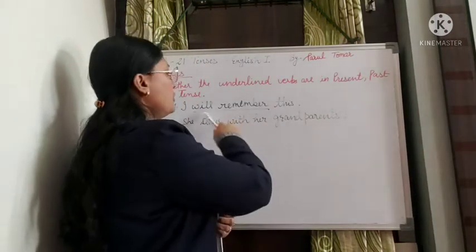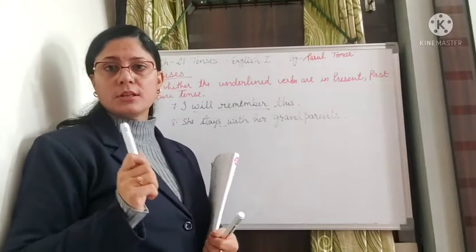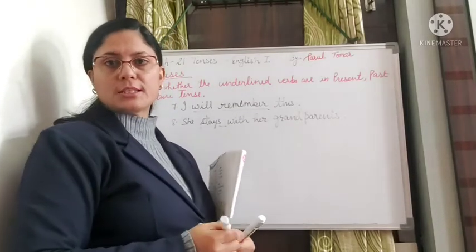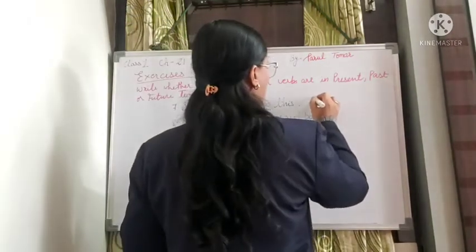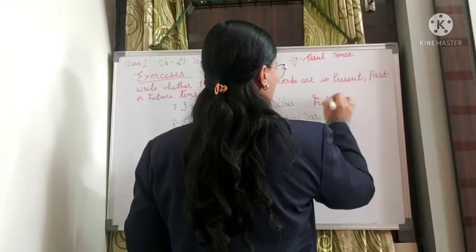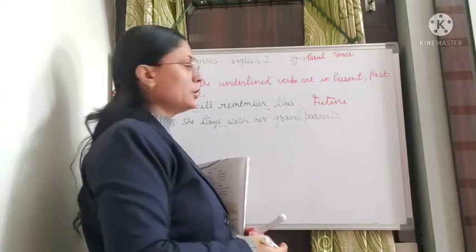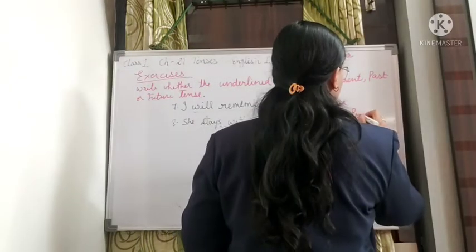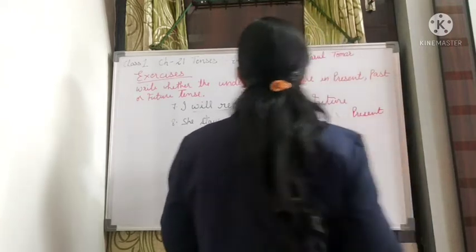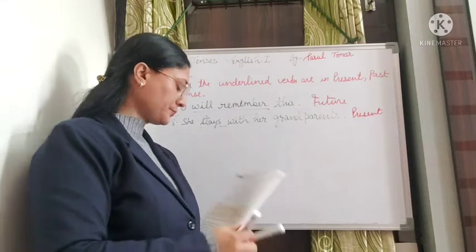So, will remember. Again, will has come. Where do we use will? In future tense. Will and shall and first form of verb we use in future tense. So, we will write here future. Stays. Again, S has come in the verb. We use this in present tense. So, I will write here present. So, this was our chapter 21.